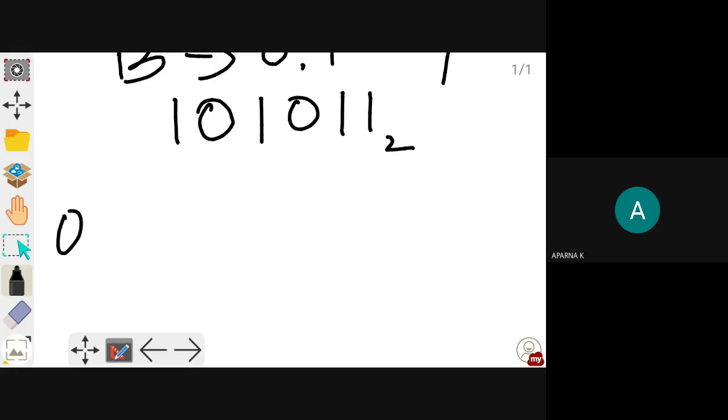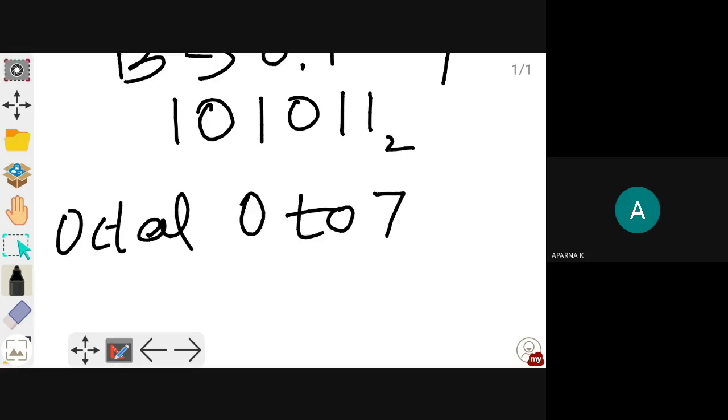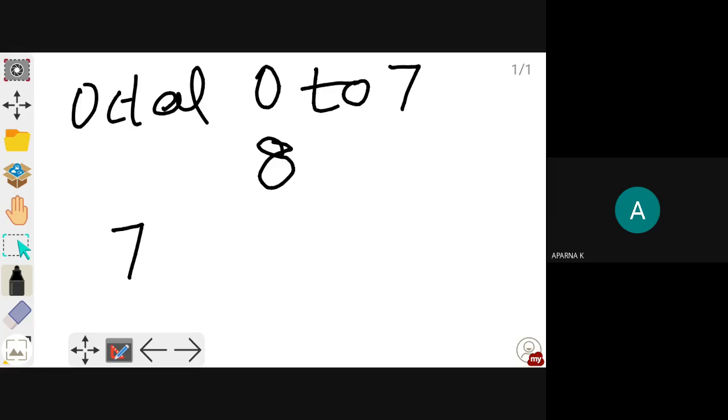The next number system is the octal number system. The octal number system can have 8 digits, that is from 0 to 7. The base of the octal number is 8. Any number between 0 to 7 can be an octal number, and you write the base as 8. The same digits could be a decimal number or an octal number, so it is always better to write the base in the suffix.